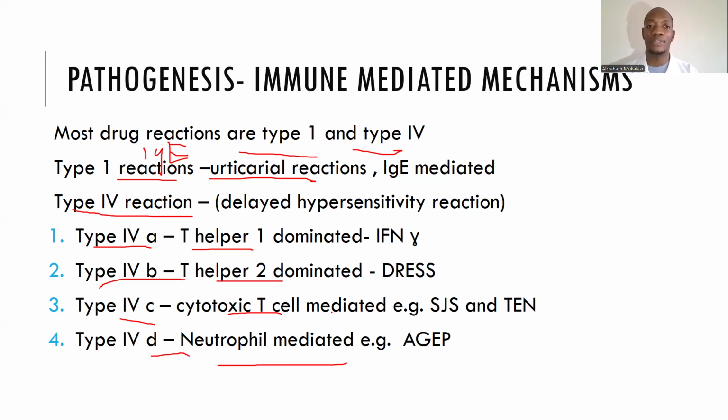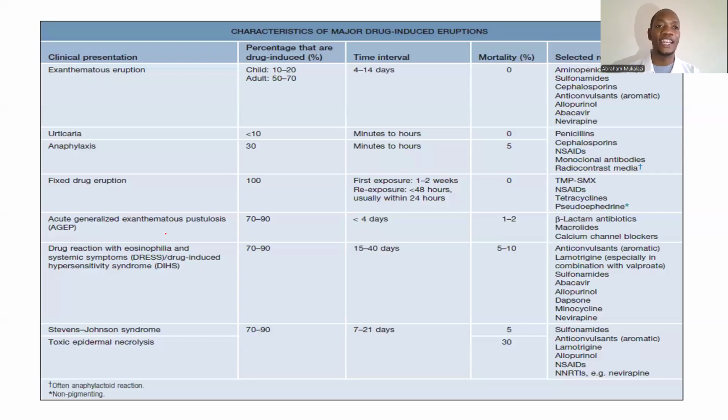So in this table, it tries to summarize for us the different cutaneous manifestations in drug reaction. The first one being exanthematous eruptions. When you look at exanthematous reactions, those ones are sometimes called the drug rashes. They commonly occur in adults and children as well. You may find that the time interval between the drug and the onset is about 4 days to 14 days, so that's about within 2 weeks. And usually these ones are mild and mortality is usually 0.